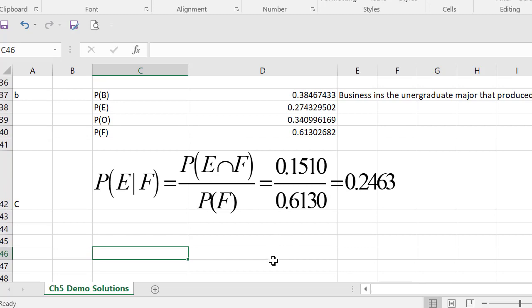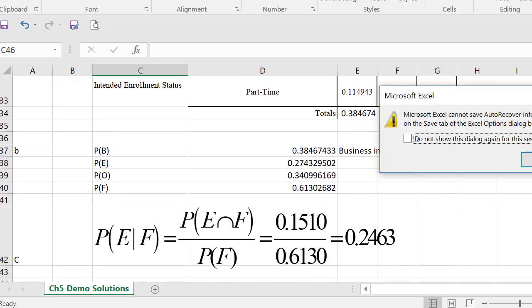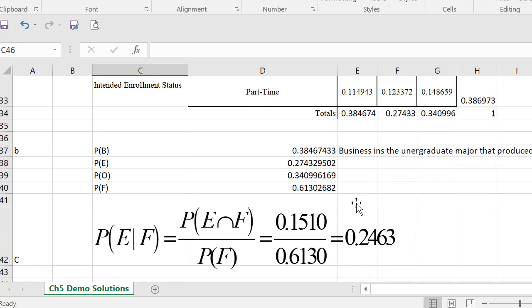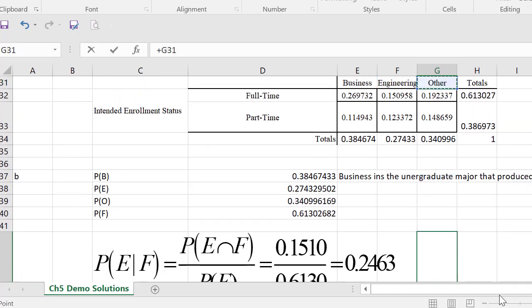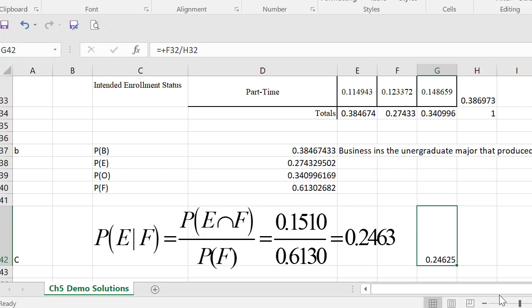So E intersection F. All right, so here's E intersection full-time. That's from the joint probability table. That's where this 0.1510 came from. And the probability of F is 0.6130. And when we calculate that out, that's the answer we get. So if I do that here, I'll just paint in this formula. I want this number divided by this number. And that gives me the answer, or 24.62%.